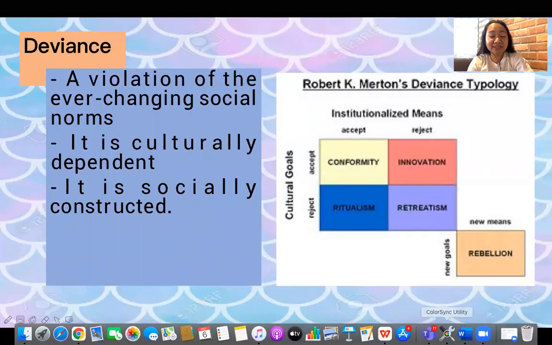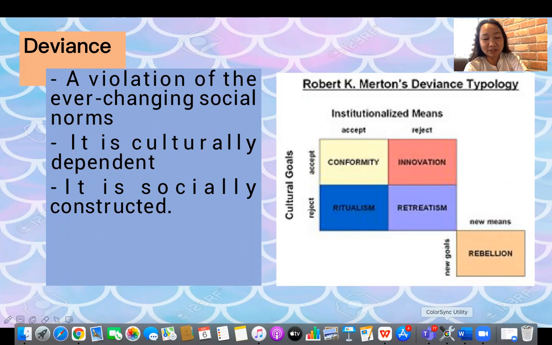Okay, so as a review, we talked about last time that deviance is a violation of the ever-changing social norms. So it's going against the expected social norms. We also said that it is culturally dependent because various cultures would have their own specific beliefs as to what is desirable and what should be practiced and not. Therefore, it is socially constructed because it's us who are making or building the society and everything that is included in that society. It's a social construct because it's us who have constructed it.